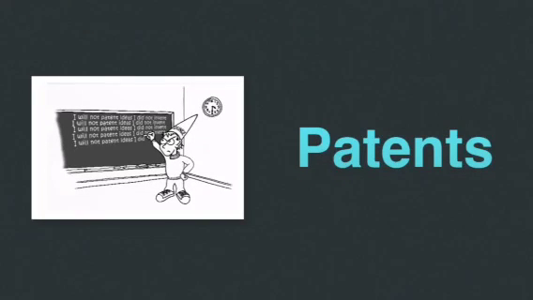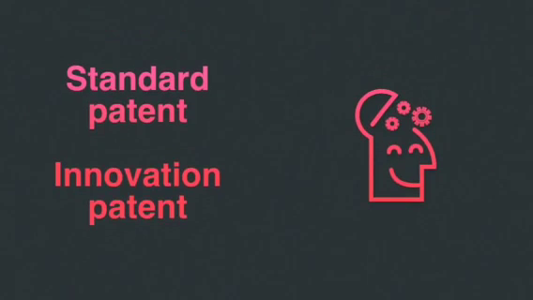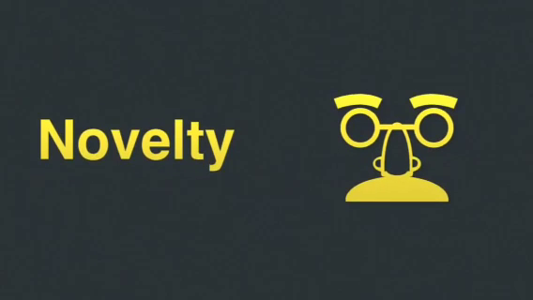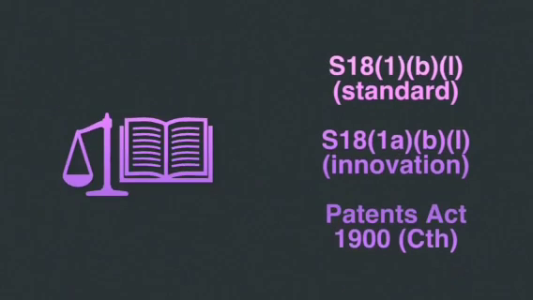A patent grants an inventor a legally enforceable monopoly over their invention. This means that others can be legally restrained from exploiting the invention. There are two types of patents granted in Australia, a standard patent and an innovation patent. An Australian patent will only be granted for an invention that is novel. In other words, the invention must be new.